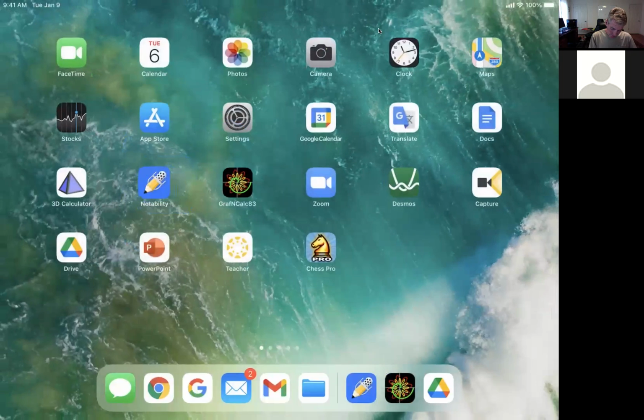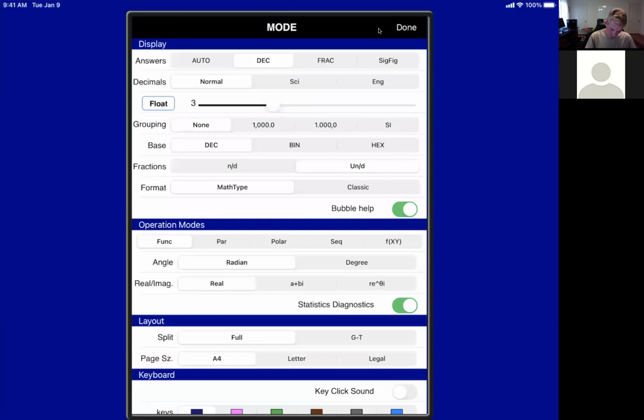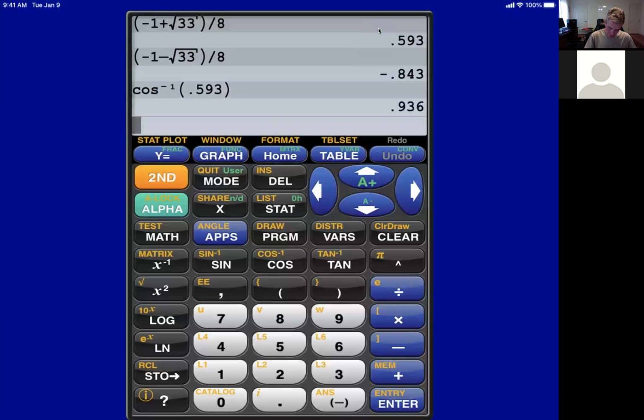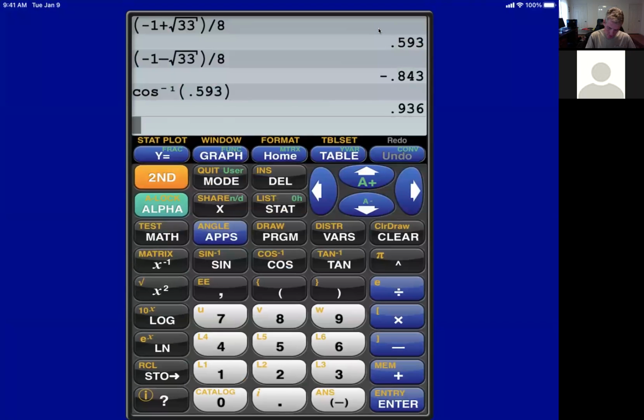So make sure it's in radians. Yes, it's in radians. So then cosine inverse of 0.593 is 0.936. So sort of running out of space. X equals 0.936. Is that what it said? 0.936, yes.